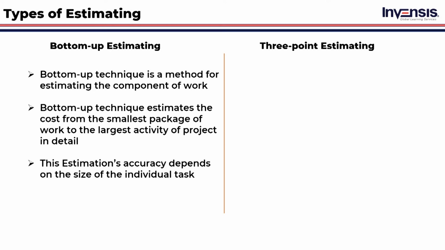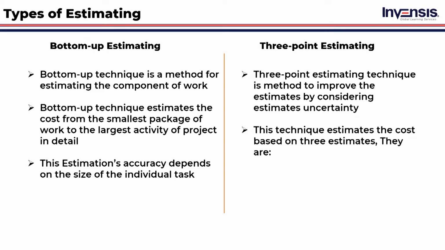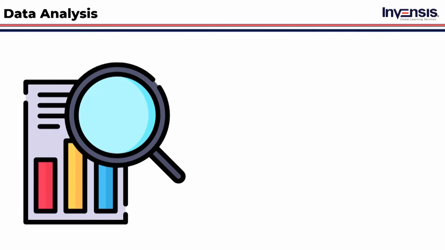Then we have three-point estimation. The three-point estimating technique is a method to improve the estimates by considering estimate uncertainty. This technique estimates the cost based on three estimates. They are most likely, optimistic, and pessimistic. With all these types of estimating techniques, a project manager can estimate the work that is required to finish the project. Now, let us start with our next technique, that is data analysis.